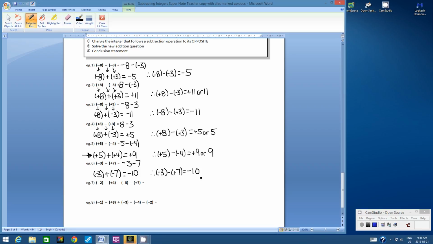Okay, so the last 2 examples are the fun ones where we have more than 2 integers being subtracted. All right, so let's work through this one. Actually, let's rewrite it in standard form first. Okay, the question actually ends up looking quite a bit different, doesn't it? Okay, so let me give you a 10-second head start to rewrite this as an addition statement.